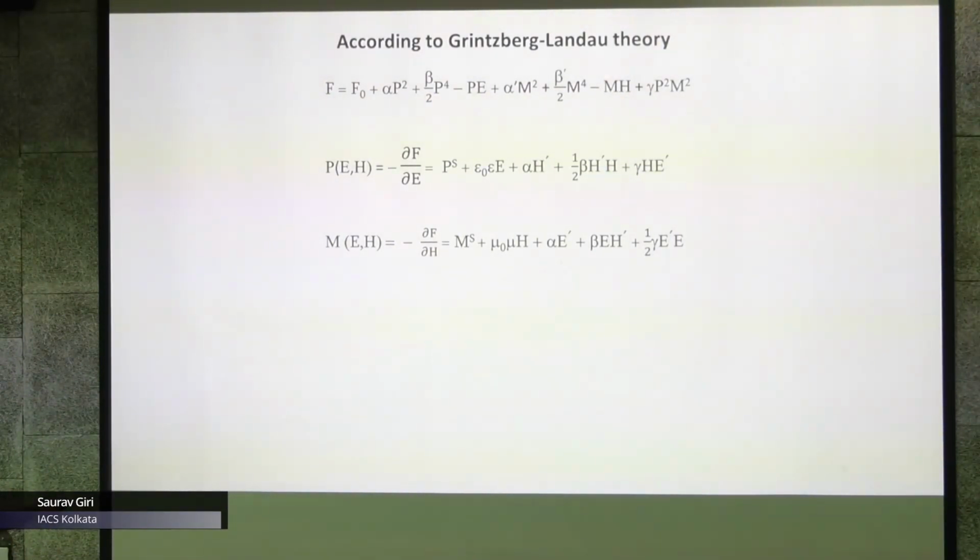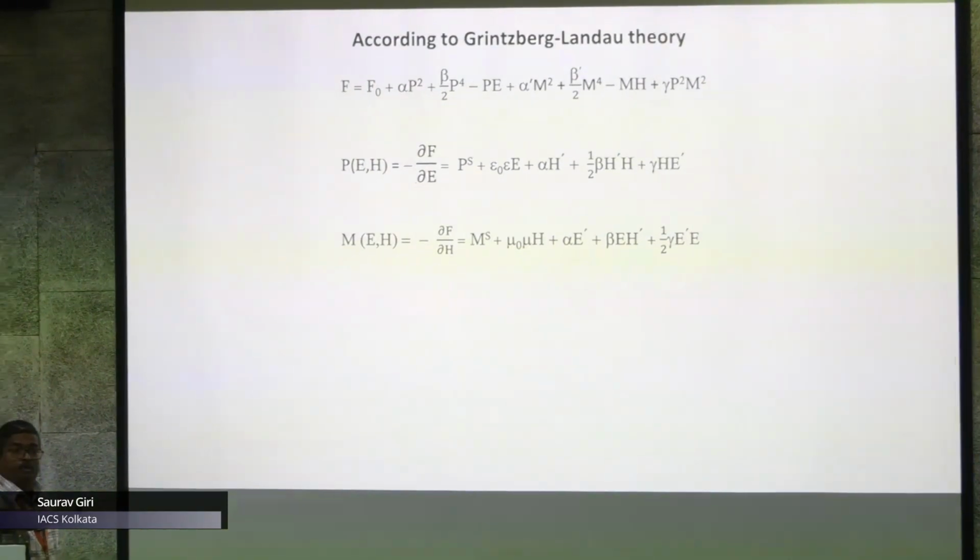On the other hand, look at this expression. If you take the derivative with respect to H, that gives you M, and that includes both H and E, the magnetic and electric fields. So magnetoelectric coupling is possible.